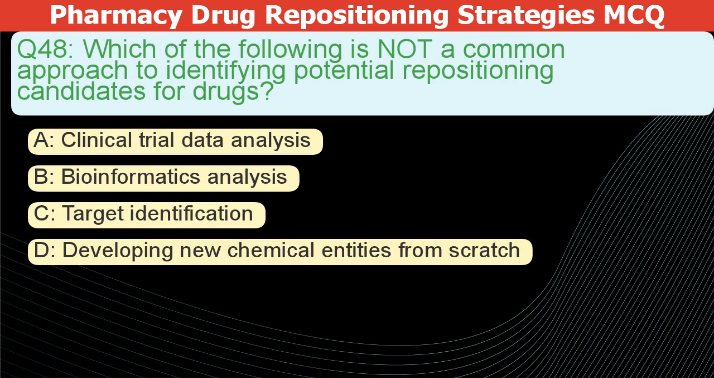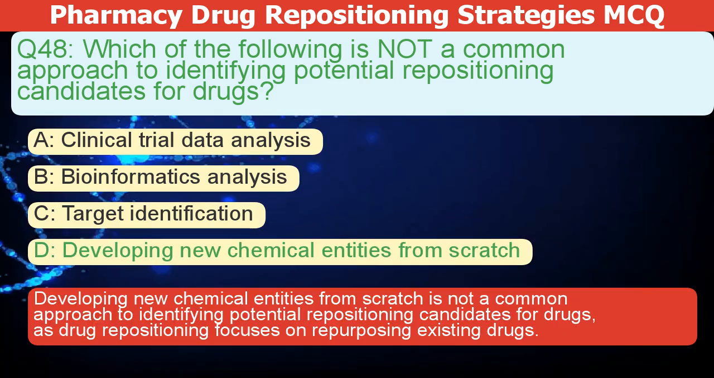Which of the following is not a common approach to identifying potential drug repositioning candidates? A. Clinical trial data analysis. B. Bioinformatics analysis. C. Target identification. D. Developing new chemical entities from scratch. The correct answer is D. Developing new chemical entities from scratch is not a common approach to identifying potential repositioning candidates for drugs, as drug repositioning focuses on repurposing existing drugs.